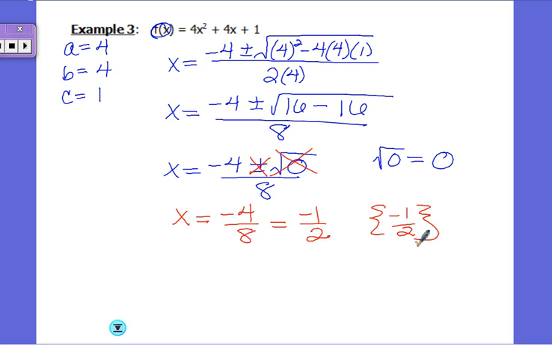And if you have time, you may want to plug this into your calculator and take a look at the graph. What you'll notice with that graph is that when you plug it in, it's going to cross at negative half and it's going to open up, and that's actually where your vertex is going to be. So we do have two solutions, it just happens to be the same solution.